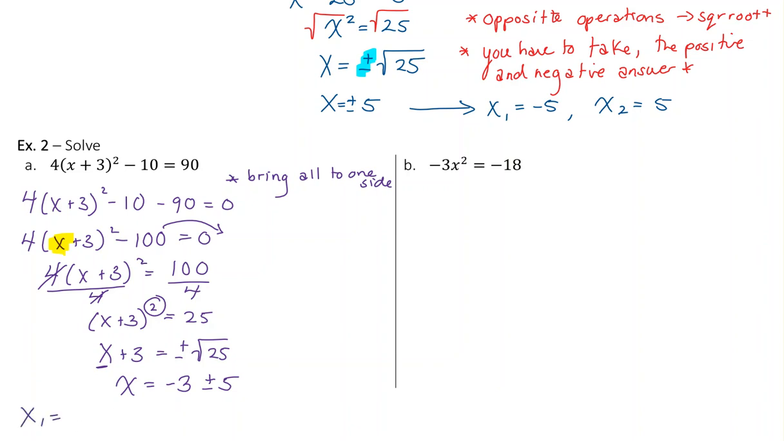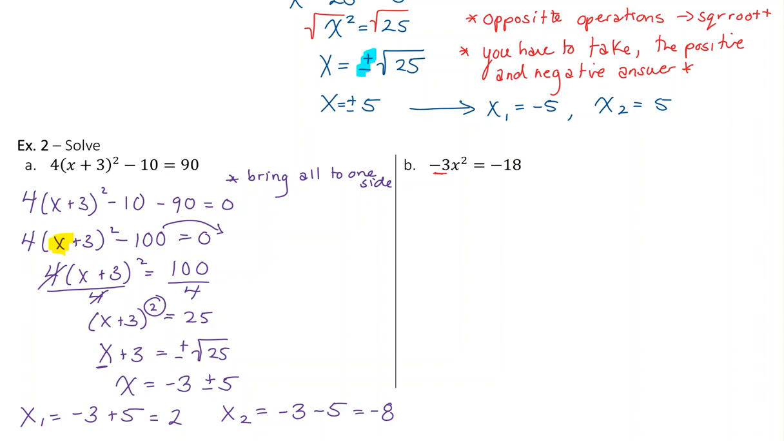Therefore, our first value of x would be negative 3 plus 5, which is 2. And our second value of x would be negative 3 minus 5, which is negative 8. Okay? So that would be following steps to isolate for a term. And then we'll do one more. It looks almost like the problem we did originally to start today. It's just a little different because we have a leading coefficient here.